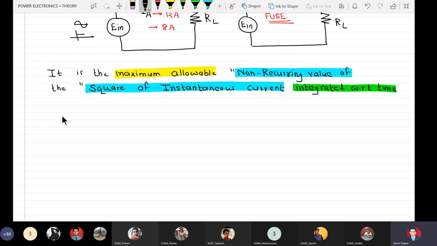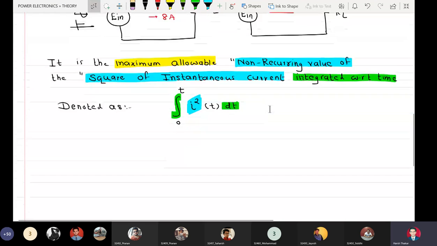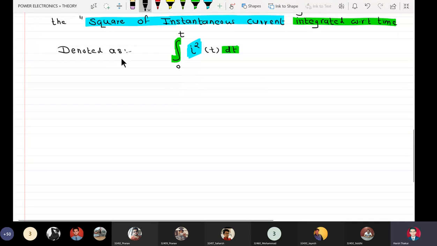It is denoted as the integration of I square of t dt from 0 to t. So it is the square of instantaneous current, I square, integrated with respect to time. What is the significance of this rating? This is the connection between this rating and the fast acting fuse.